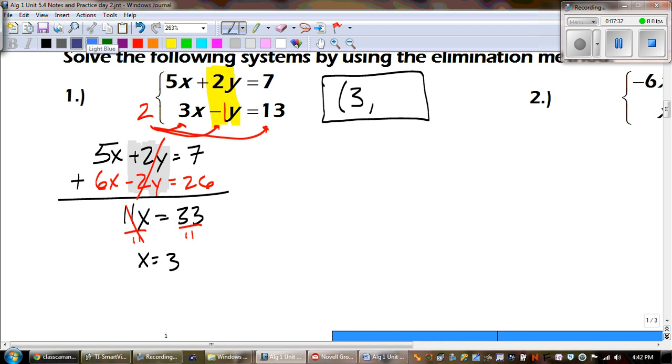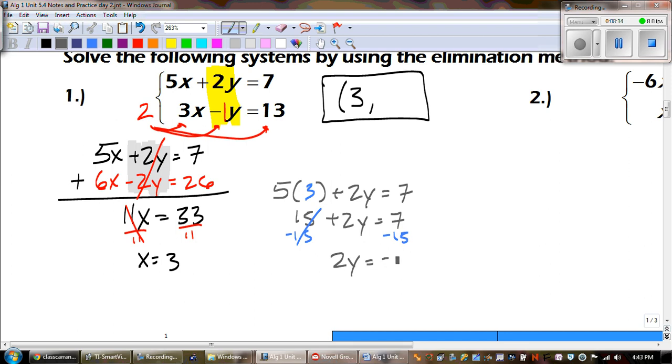Okay, so now I have to find out what y is, so I'm going to plug back into one of the original equations. It doesn't matter which one, I'm just going to go with the top one. Okay, so we got 5x plus 2y equals 7, and I'm plugging in 3 for x. 5 times 3 is 15, plus 2y equals 7. I'm solving for y now, so I'm going to subtract 15 from both sides, following the rules of SADMAP.